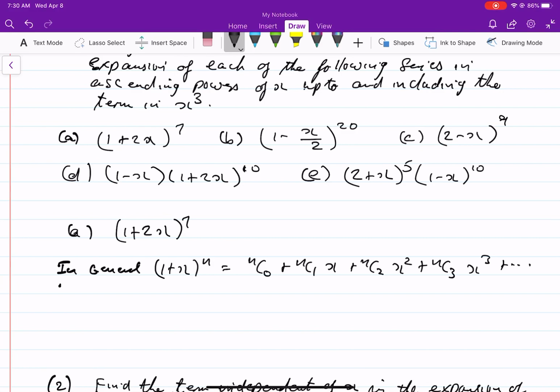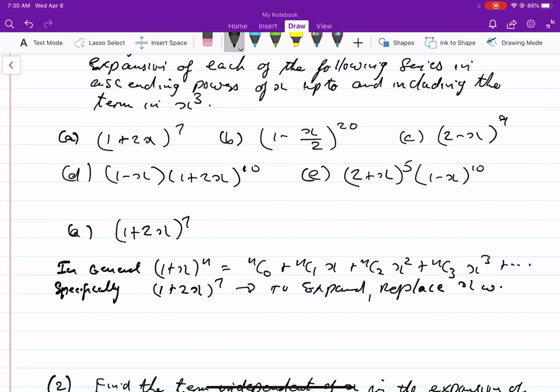But specifically, I would like to expand (1 plus 2x) to the power 7. If you compare the specific expression that you have to expand with the generic one, you see you start out with 1 in each bracket. x is replaced with 2x and n is replaced with 7. So replace x with 2x and n with 7.